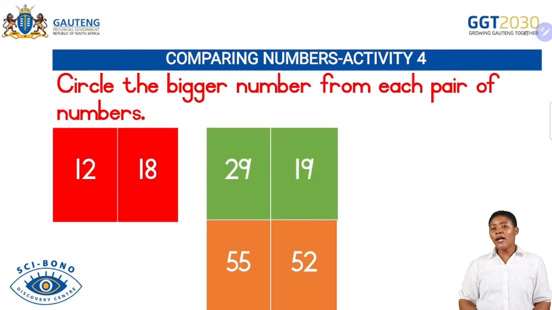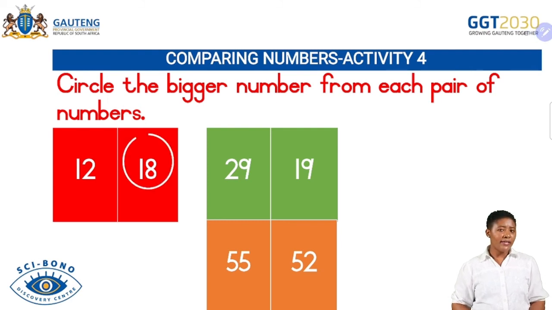Grade 2s. Right now we are going to circle the bigger number from each pair of the following numbers. We have number 12, number 18, number 29, number 19, number 55, and number 52. Right, so I want us to circle the bigger number. Right, let's do that. Which one is the bigger number there between 12 and 18? Number 18 is a bigger number. And then which one is a bigger number between 29 and number 19? Number 29 is going to be our bigger number.